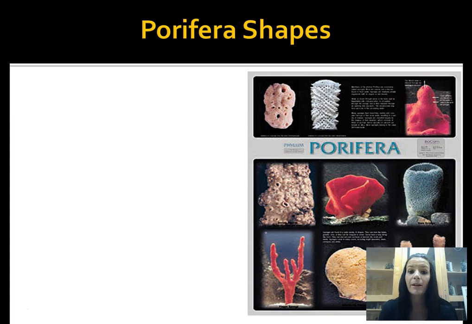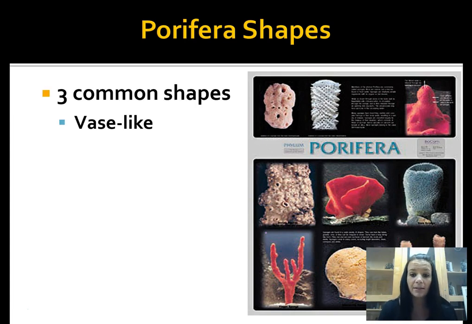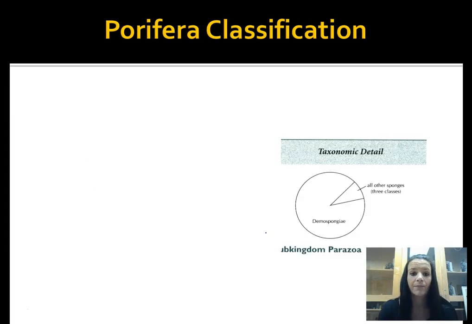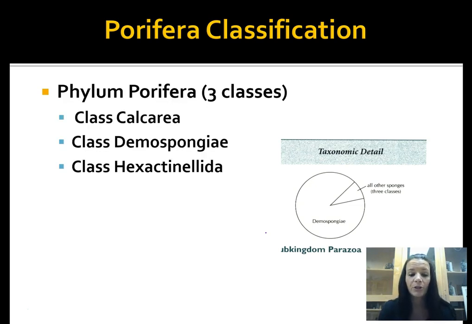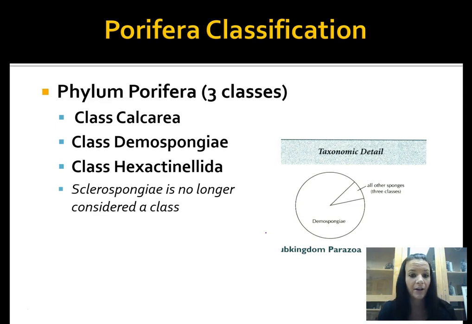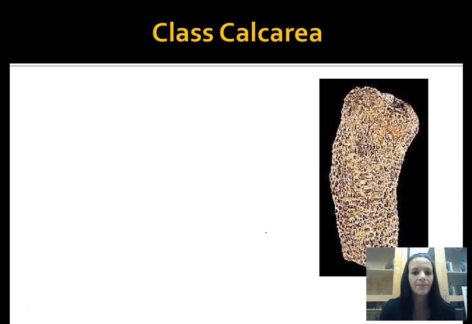The other thing we're going to talk about is shapes. So porifera have three common shapes. They can be vase-like, tree-like, or encrusting. And there's also three classes of sponges. So class Calcarea, Demospongiae, and Hexactinellida. So Sclerospongiae also used to be a type of sponge, but it's no longer considered a class.